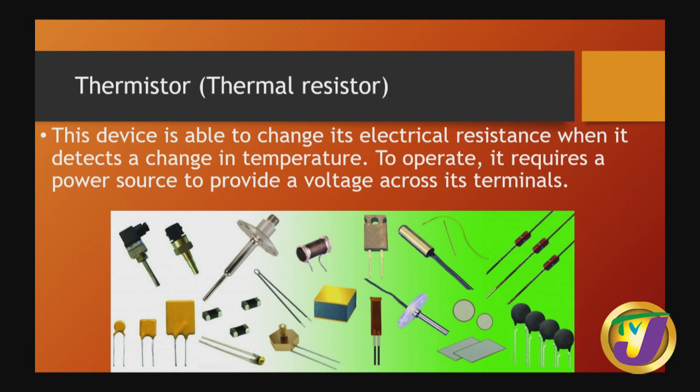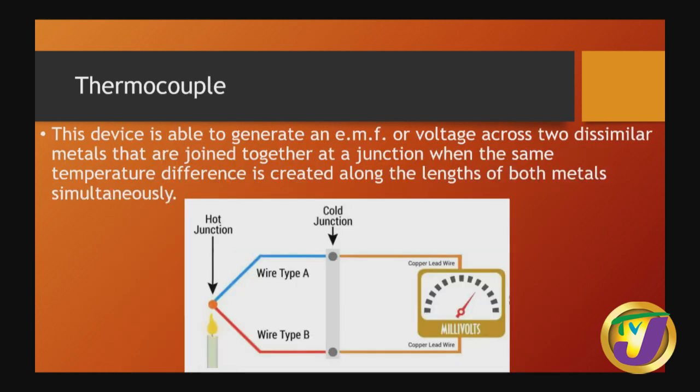And our thermocouple. This device is able to generate an EMF or voltage across 2 dissimilar, meaning that they're not the same, metals that are joined together at a junction when the same temperature difference is created along the lengths of both metals simultaneously. Quite a mouthful. Let me just break it down for you.